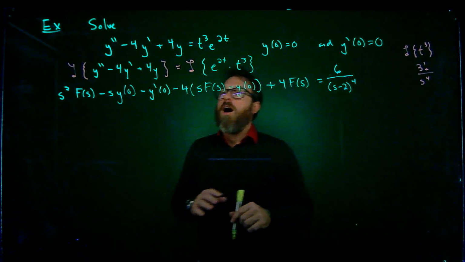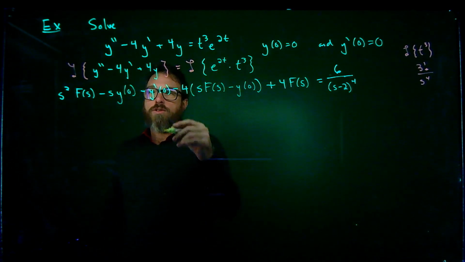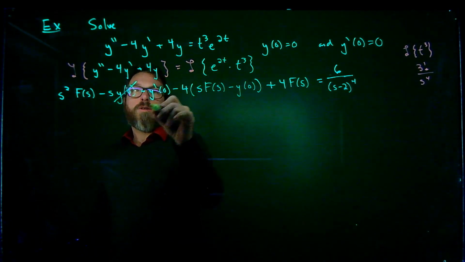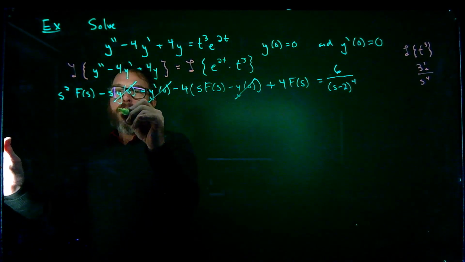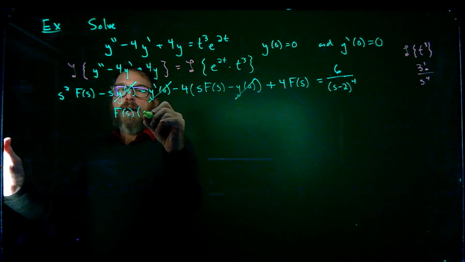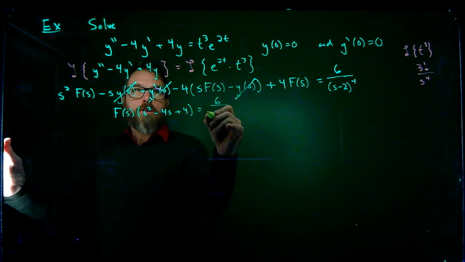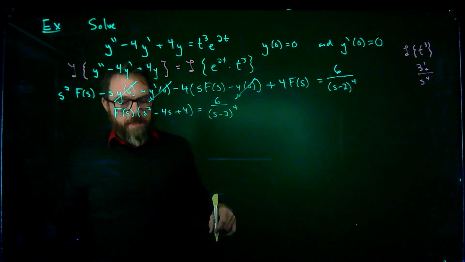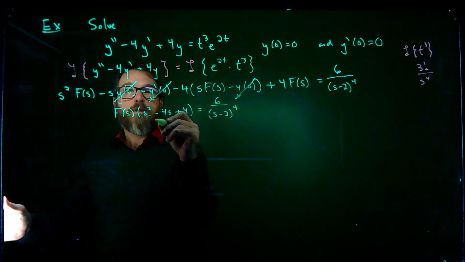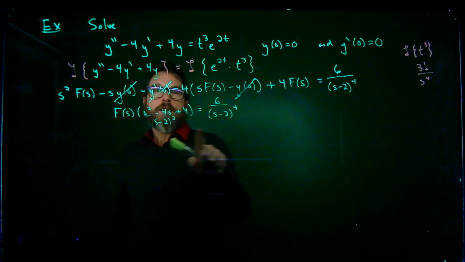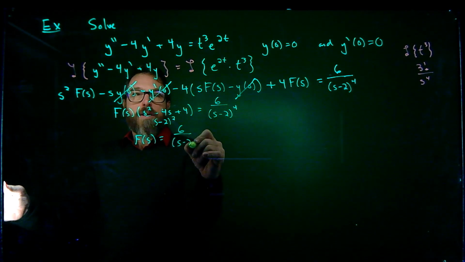So cleaning this up, using the initial conditions, I picked some easy ones because it's really about this transformation. So y of 0 is 0, y prime of 0 is 0. So what I'm going to have here is factored out my capital F of s. We're going to have s squared minus 4s plus 4 is equal to 6 all over s minus 2 to the 4th power. Now we know that this actually is s minus 2 times s minus 2. This is s minus 2 quantity squared. So when I send that to the denominator, we're going to have capital F of s equal to 6 all over s minus 2, actually to the 6th power.